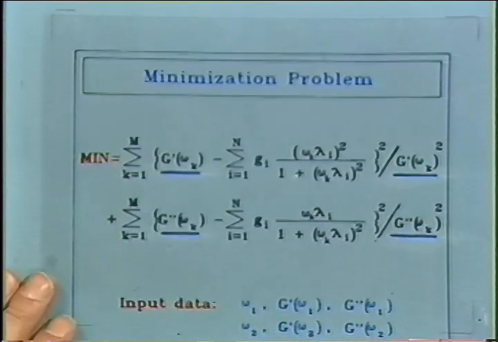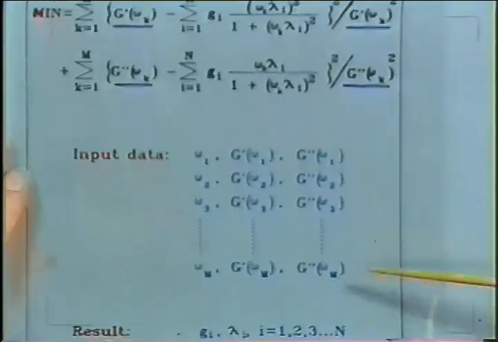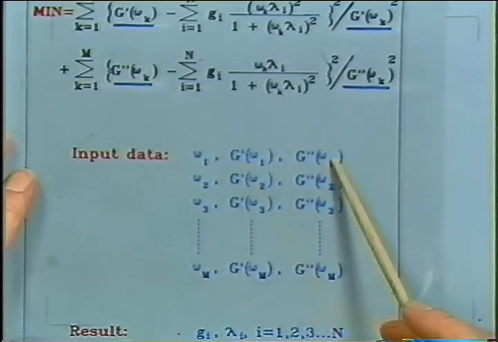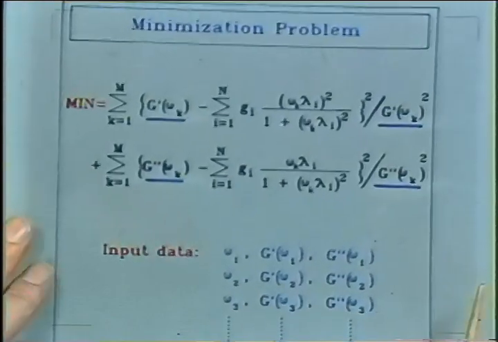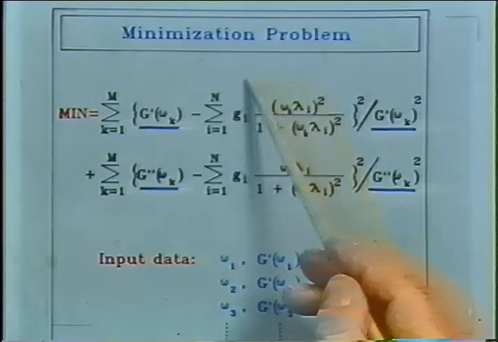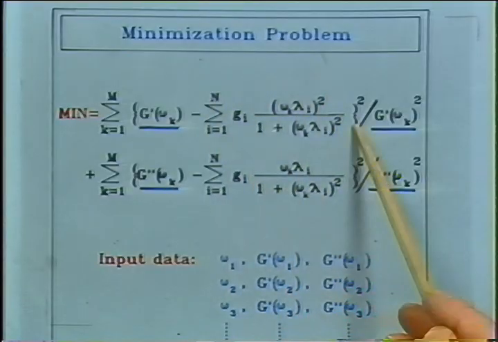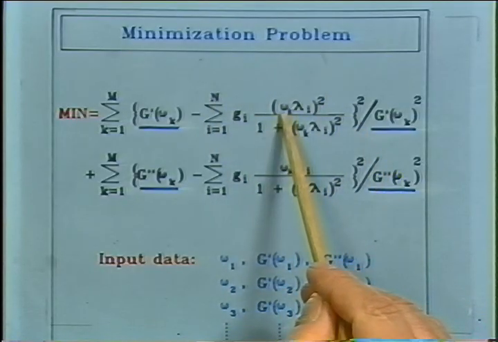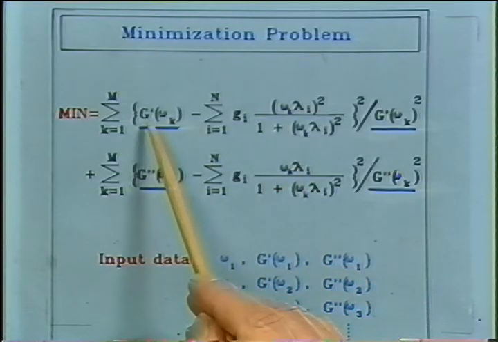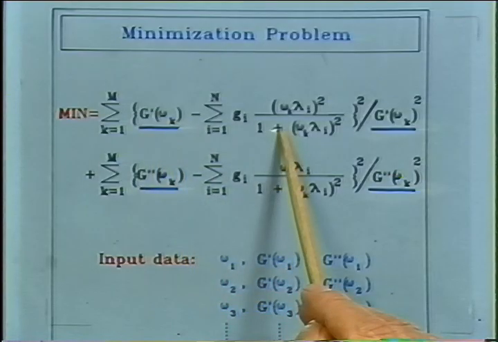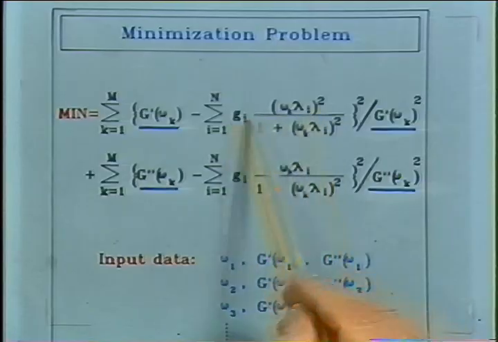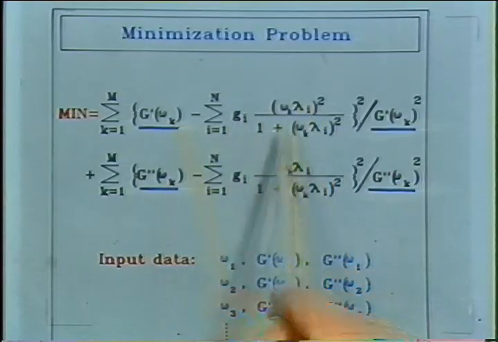The input was given as a set of m data points. At m different frequencies, we had G prime, G double prime, and we could take our model now and compare the value of G prime as given by the model at omega k and subtract it from the measured value at omega k. So this is the data point, and this is the model prediction. And if Gi and lambda i are chosen in the right way, then this deviation will be small.